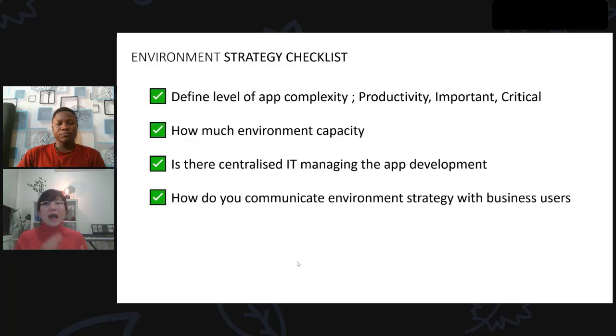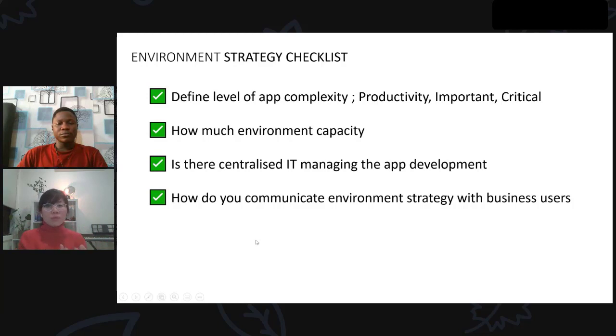And lastly, how are you communicating this strategy to the business users? So this is very important, because business users, they are app makers, they need to know what your environment strategy is. If there is a process from dev to UAT, then they need to know when they need to complete in dev, when to push to test, when they need to retest it, when it goes into production. They need to know the life cycle.